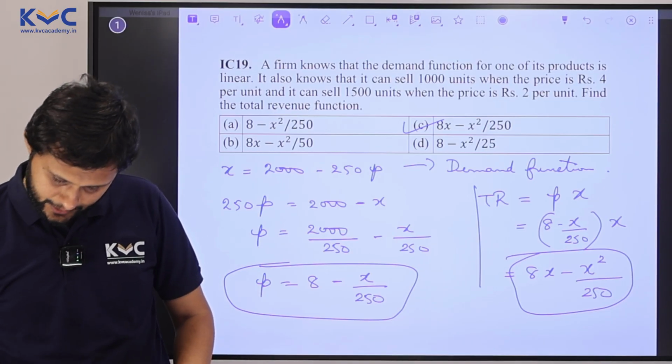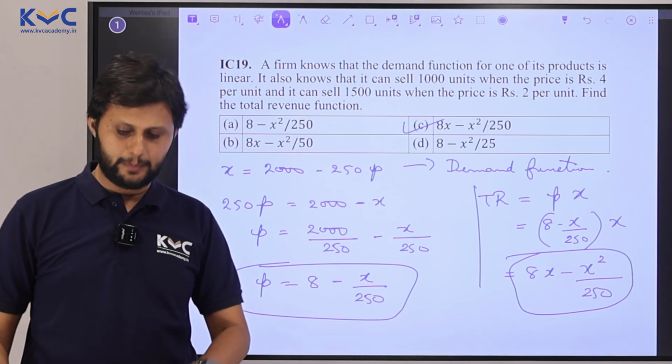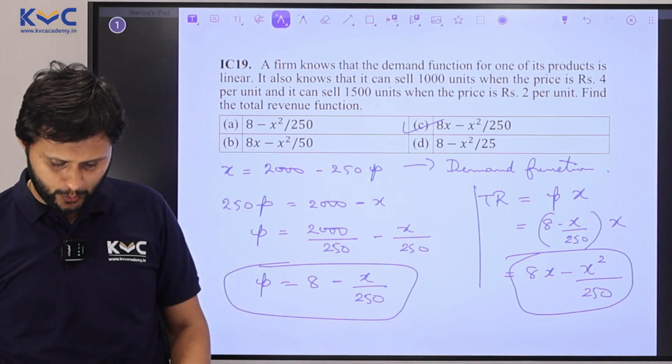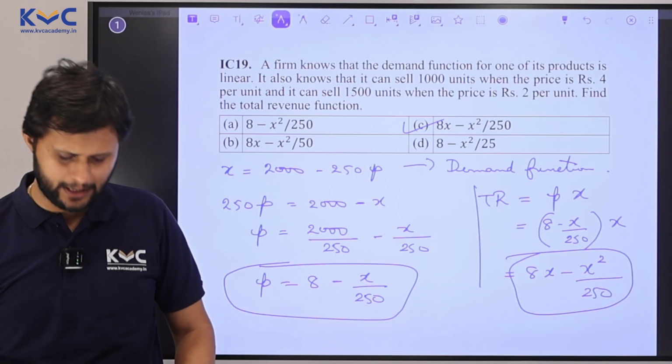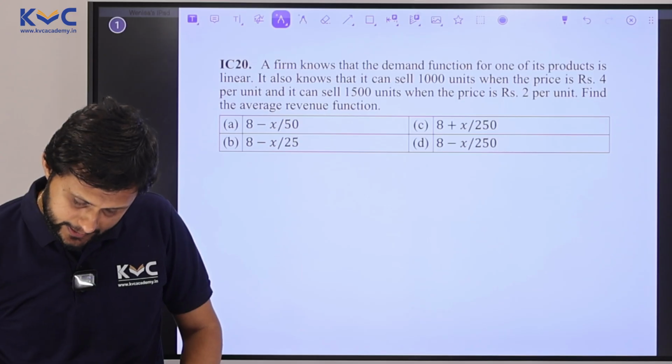Okay, that's correct. Option C is the right answer. We'll move to the next question. I think the next question is also similar and connected to this, but I don't know what is asked there. So I'll first go to that question and see what is asked. Question number 20, same question.